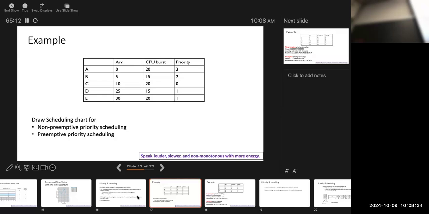So at time 5, I have another ready process, which is B, which has the higher priority than A, because remember, the lower the number, the higher the priority. So A has executed for 5 time units, so it has remaining burst time of 15. And now I select B, right? So B executes for 5 time units.